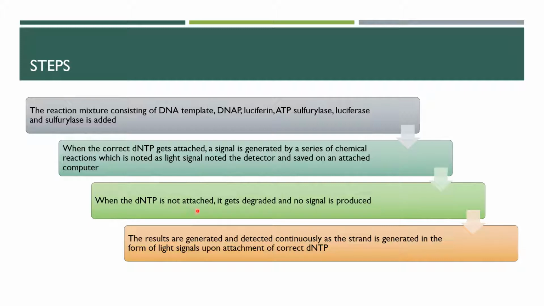When the dNTP is not attached, for example a non-complementary dNTP appears, then it gets degraded and no signal is produced. The results are generated and detected continually as the strand is generated in the form of light signals upon attachment of the correct dNTP.